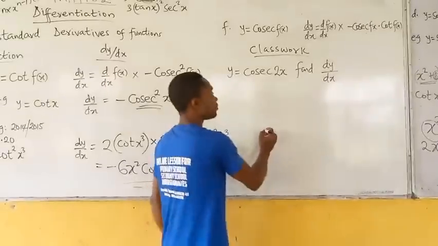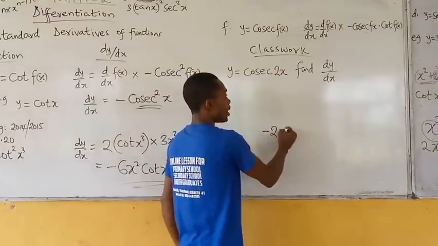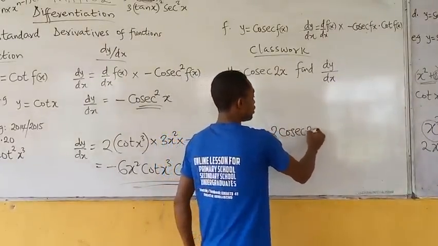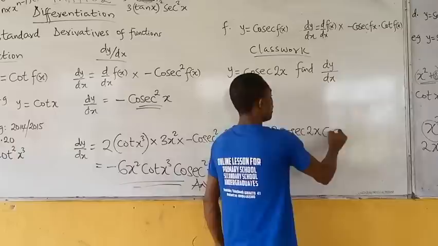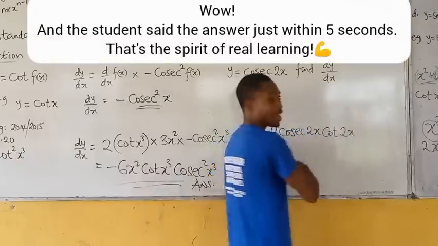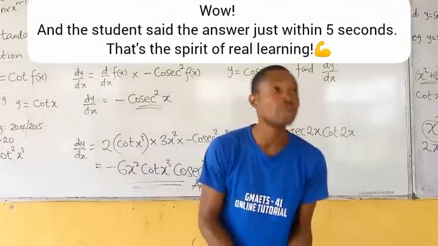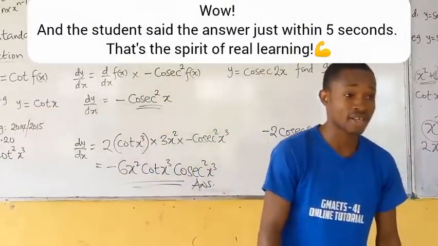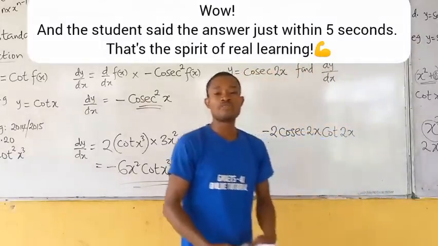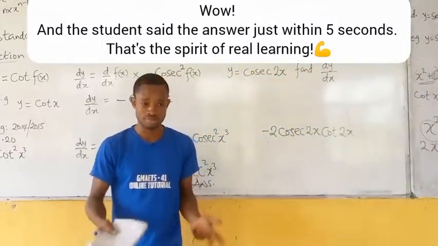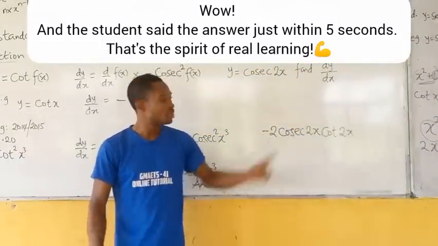Let's hear. Minus 2 cosec 2x, cot 2x. And do you still want any other explanation to this? That's the answer. Did you solve anything? You are just looking at it and saying the answer. If you train yourself in chain rule, you can do this thing easily.